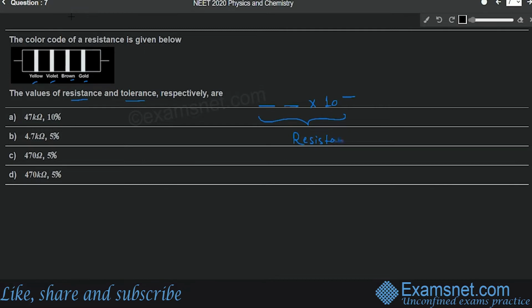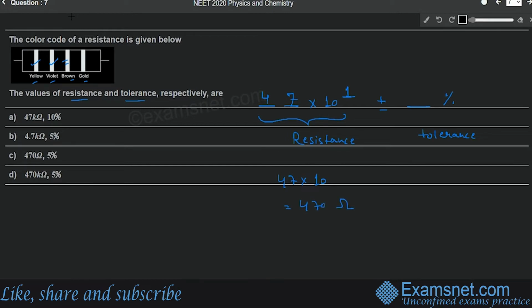And how do we find the tolerance? Tolerance is separated from resistance by a plus minus sign and it is written as a percentage. So the last color gives us the tolerance. Let's mention the resistance first. The first color is yellow, so the code for yellow is 4, so the first digit will be 4. Then the next is violet. Violet has color code 7, so the second digit will be 7. And the third is brown, it has a color code 1, so it will be written as 10 to the power 1. So it is equal to 47 into 10, that means 470 ohm, right?